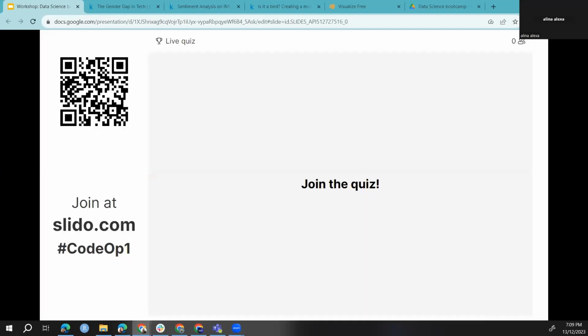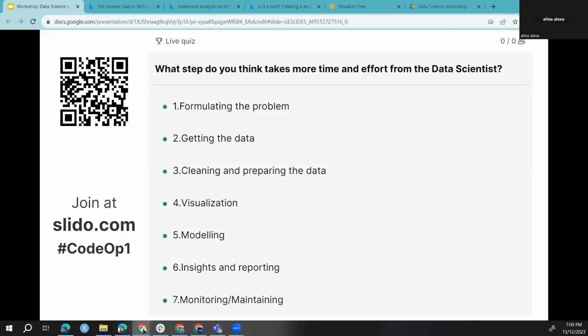Okay. So now let's go back into the Slido so we can interact a little bit more. Join the quiz on the Slido page. And then what you could do is answer the question. So the first question I'm asking you guys is, what step do you think takes more time and effort from the data scientist from all those 7 steps that I explained to you? What do you think? Let's see what you guys think. I'll wait for a few more people to put in their answers. As you see on the top right, we see the people that are putting in answers. So let's see. Okay. All right. And we're going to see the results in a second.